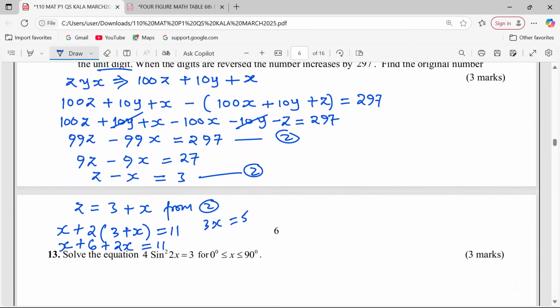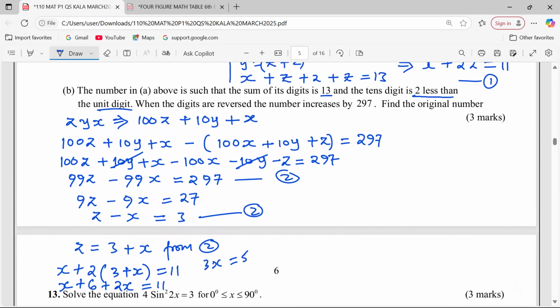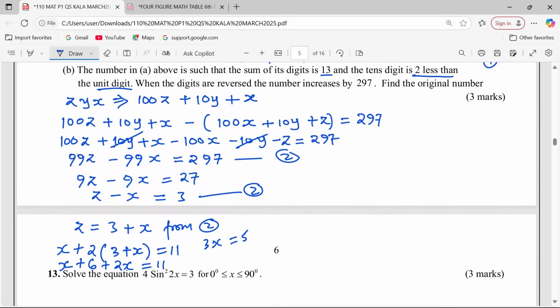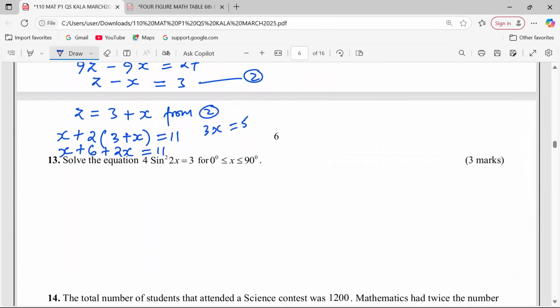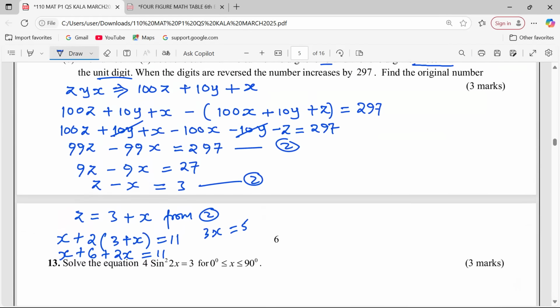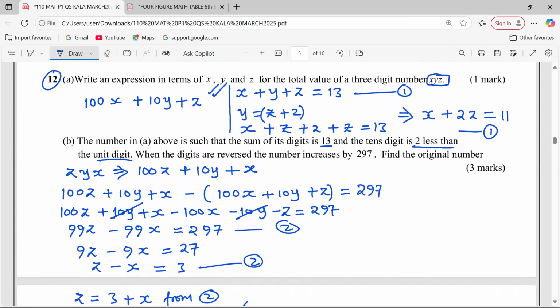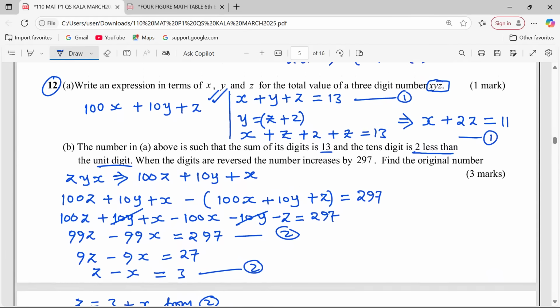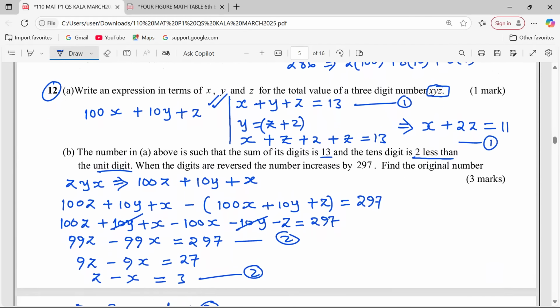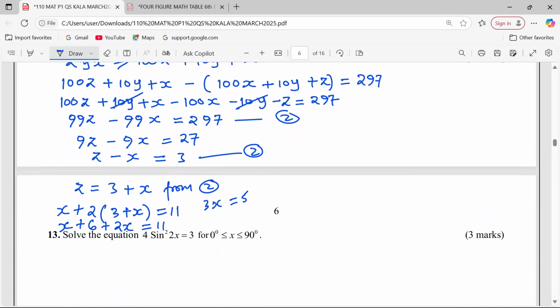Supposed to be digits. So I will check the source of the mistake in this particular question, then we solve it. Let's check number 13 first. So we are going back to number 12 to clarify where the mistake is coming in, because we must ensure that we get digits.